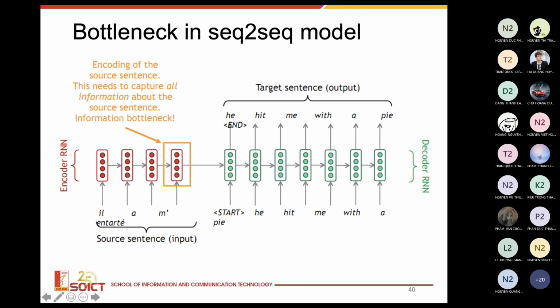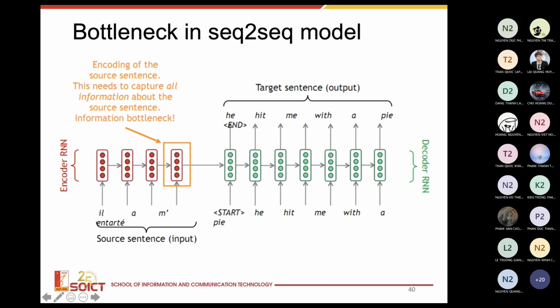Okay, let's review a little bit about the bottleneck in the sequence to sequence model we have been studying lately. In the previous slide, we saw the sequence to sequence model, which is a network that actually consists of two components, the encoder network and the decoder network, right? The connection between the encoder and the decoder is the embedding information of the source sentence, which is learned when you feed the source sentence into the encoder, right? So the encoding information here should capture all the information about the source sentence, right? And you see, this is not an easy problem, right?